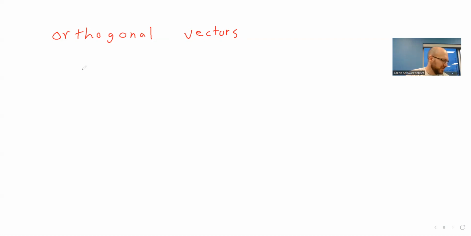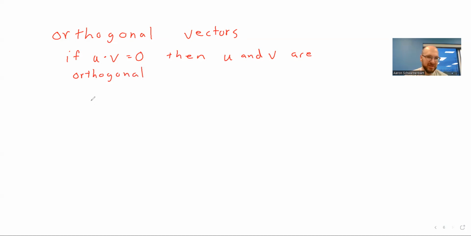So vectors are orthogonal if U dot V equals 0. If you want to prove they're orthogonal, you simply do the dot product. So we're going to check two vectors. This is example 4 now.